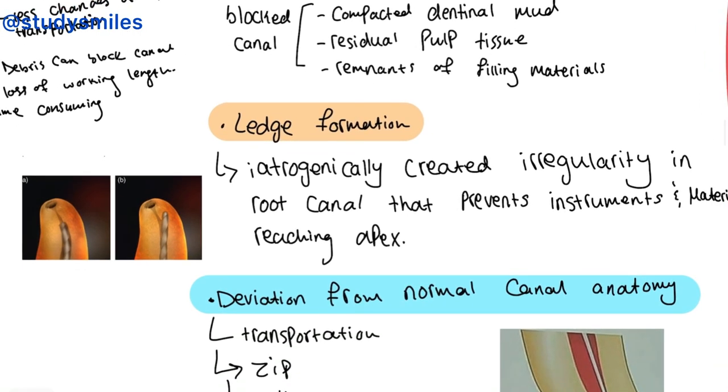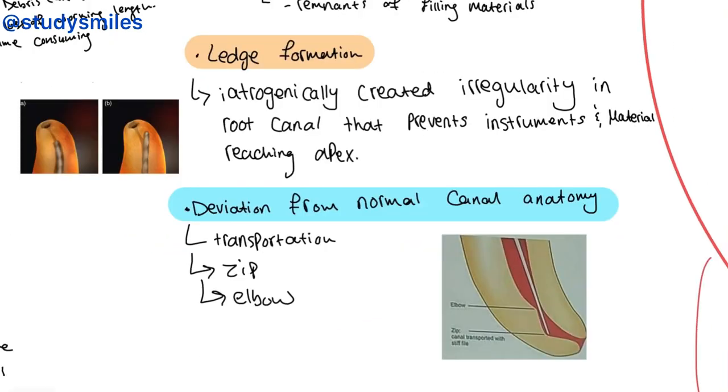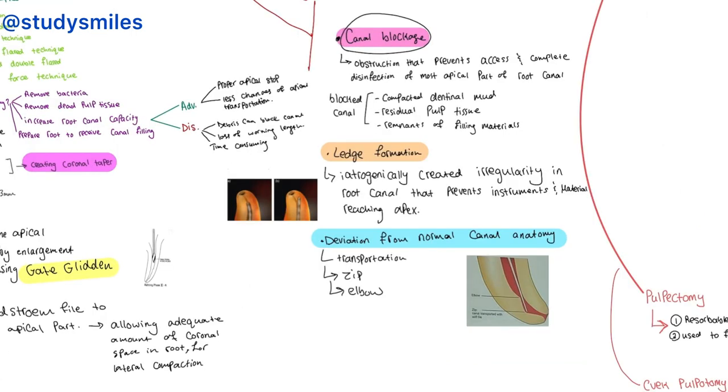Now with ledge formation, what is a ledge? A ledge is when you go here, as you can see in the picture over here, away from the direction of the apex. There are some deviations from the normal canal anatomy, as you can see here in the photo, because of transportation. They're called transportation, zip, and elbow. So yeah, that's about it for today.